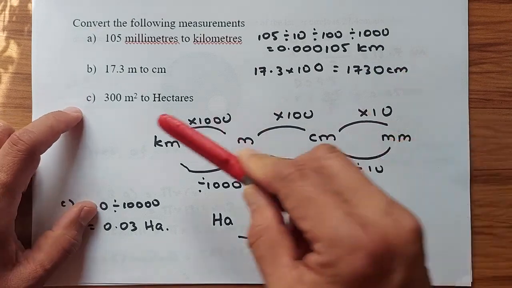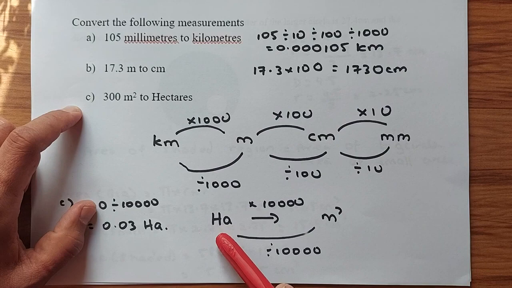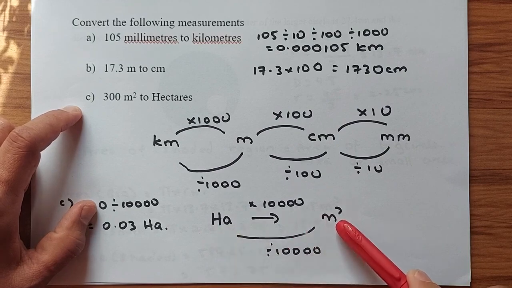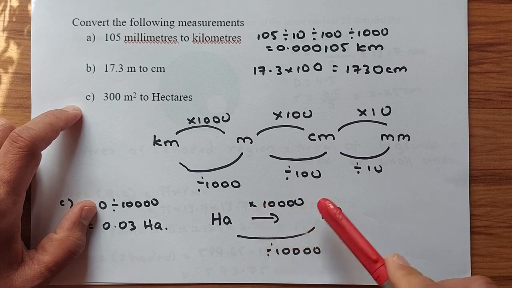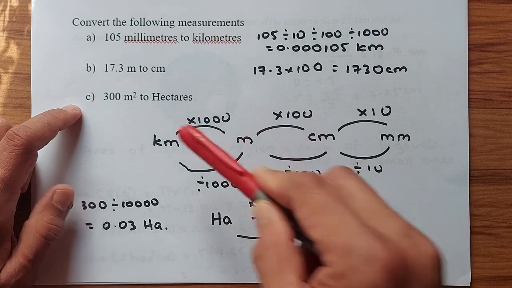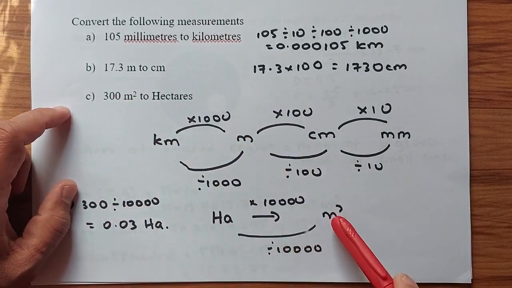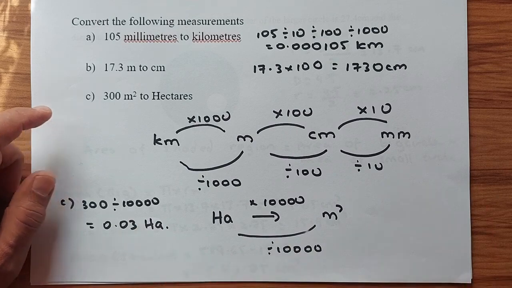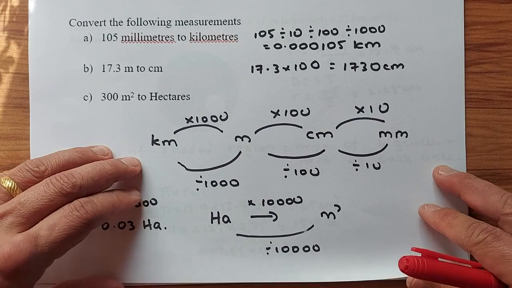Next question is about area. 300 meters squared to hectares. You need to know this: 1 hectare is equivalent to 10,000 meters squared. So if you want to convert hectare to meter squared, you multiply by 10,000. If you are in meter squared and want to convert to hectares, you divide by 10,000. In our case, we have 300 meters squared. We are here. You want to get hectares, so you divide 300 by 10,000. Put in your calculator, it is 0.03. Not too bad, right? Let's go.